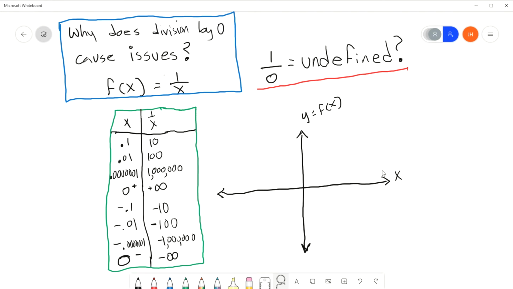So let's say this is the value of 1. Well, 1 divided by 1 is 1, so let's put that there. And then as I get closer and closer, 0.1 is here and it's up to 10. 0.01 is even closer and it's up even higher, and so on. And so what's going to happen is this function is going to go up towards infinity as it gets really close to 0 from the positive side.